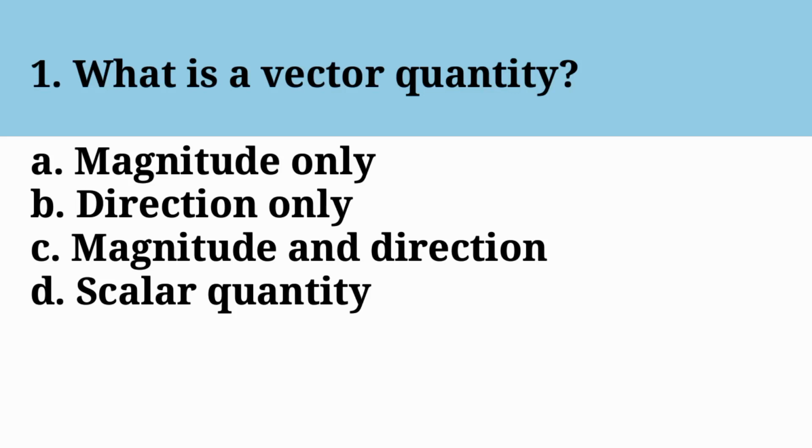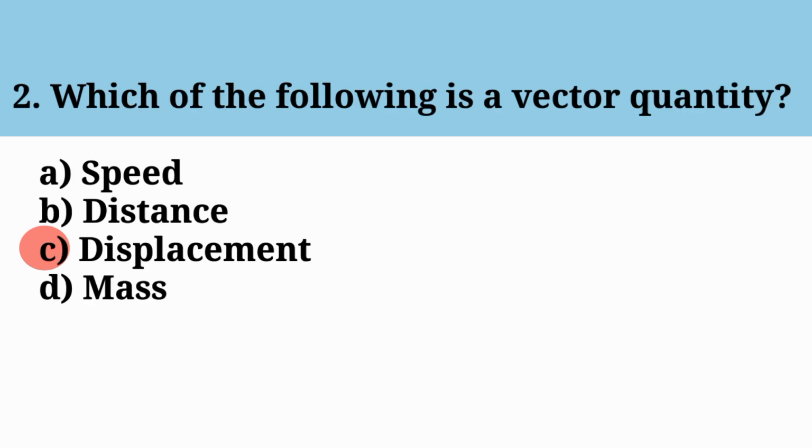What is a vector quantity? Option C, magnitude and direction is correct. Which of the following is a vector quantity? Option C, displacement is correct.